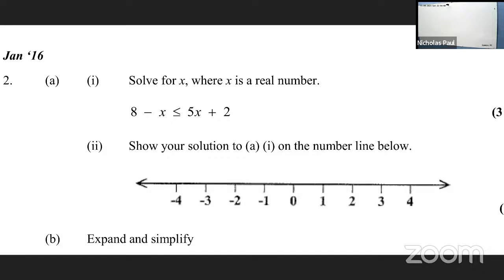Okay. Should I do a number line as well? Always try to bring all the x's on the left hand side, okay? And once you go across the inequality, the sign will change. Right? Try that quick.